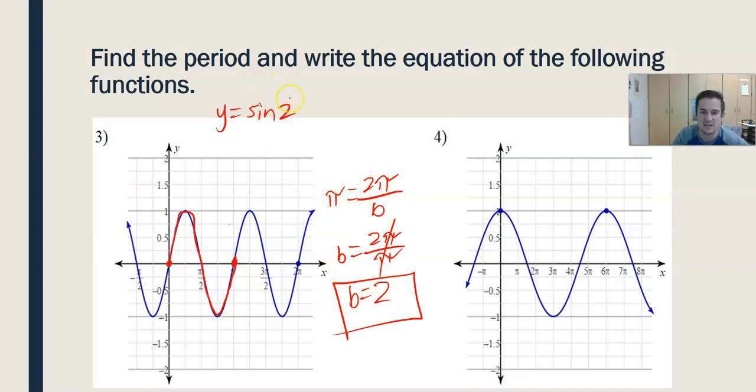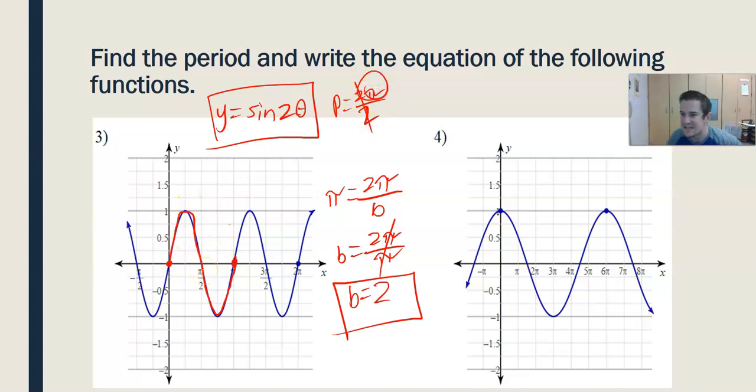So my function ends up being y equals sine of 2 theta. And just to double check, if I was given this equation, then the period would be 2 pi over b, which is 2 in this case, giving me a period of pi, which is indeed the period of this function.